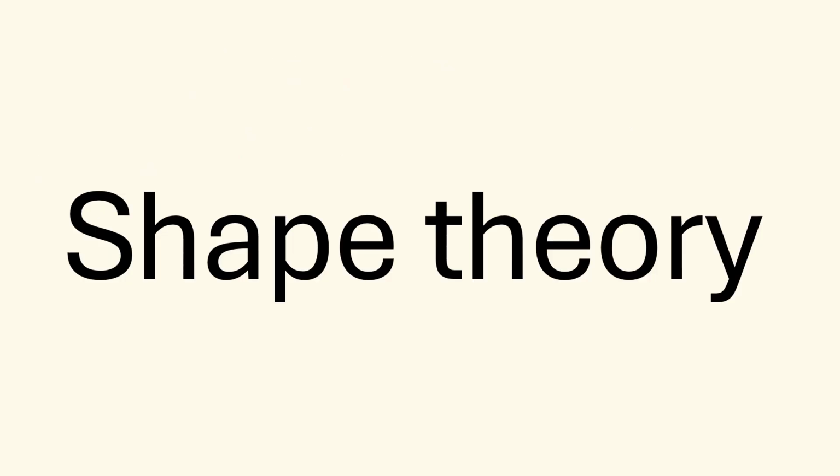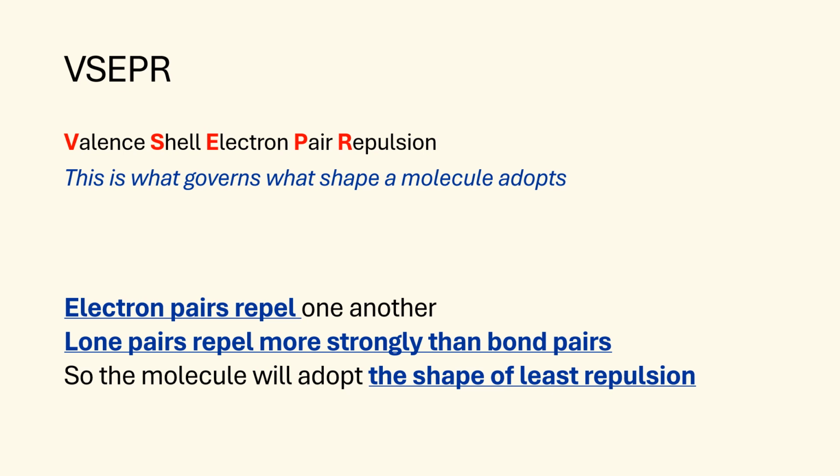So let's start with the shape theory. It's sometimes known as VSEPR, or valence shell electron pair repulsion. A valence shell electron is basically an electron that's in the outer shell of the atom. We're not interested in the inner shell electrons because they don't get involved in reactions. The first thing to say is that electron pairs repel each other. The second thing to say is that lone pairs repel more strongly, and the consequence of that is the molecule will adopt the shape of least repulsion. So in essence, this governs what shape a molecule takes on.